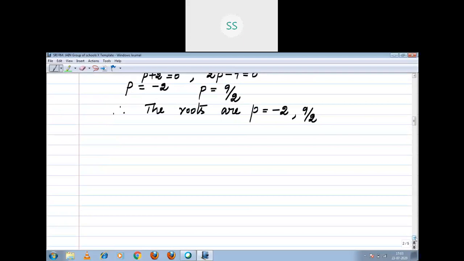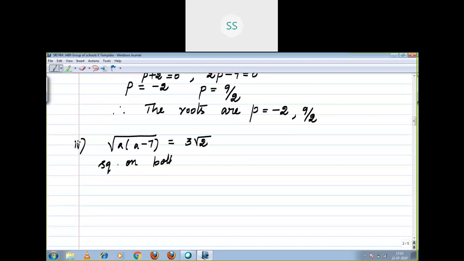Now I am going to move to the third subdivision, right? Third subdivision. What is it? Root of a into a minus 7 equal to 3 root 2. Here we didn't have a quadratic. We are going to make a quadratic. For that, what we are going to do, you see, squaring on both sides.